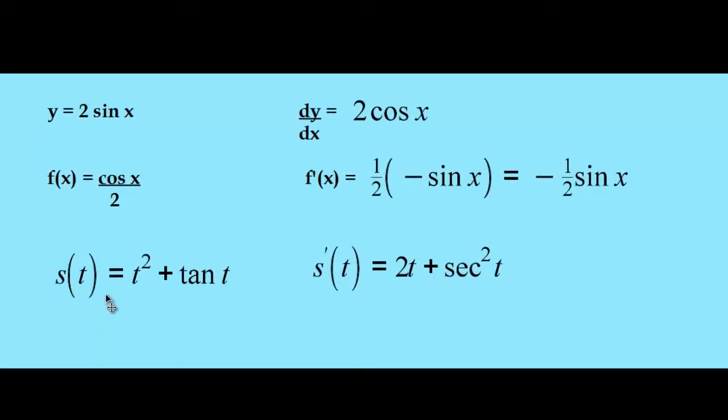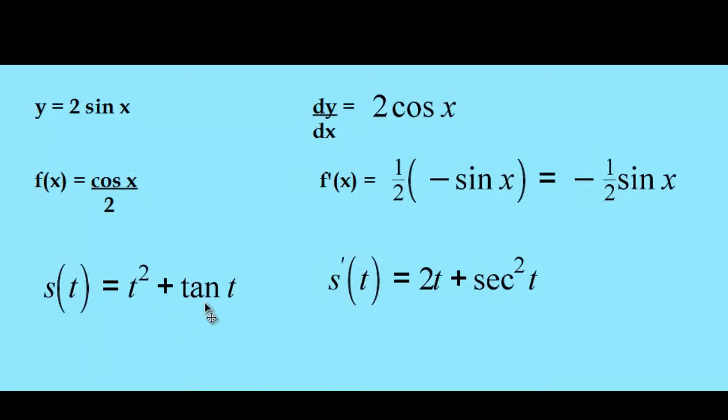Finally, let's look at s of t equals t squared plus tan t. And for the derivative of that, we're going to use actually 3 different rules here. We're going to use the power rule on t squared. We're going to use the sum rule to add the derivatives here. And we're going to use the derivative of the tangent, a trigonometric rule. So s prime of t, the derivative of s with respect to t, is equal to the derivative of t squared, which is 2t, plus the derivative of the tangent, which is the secant squared of t. So the derivative of s with respect to t in this case is 2t plus the secant squared of t.